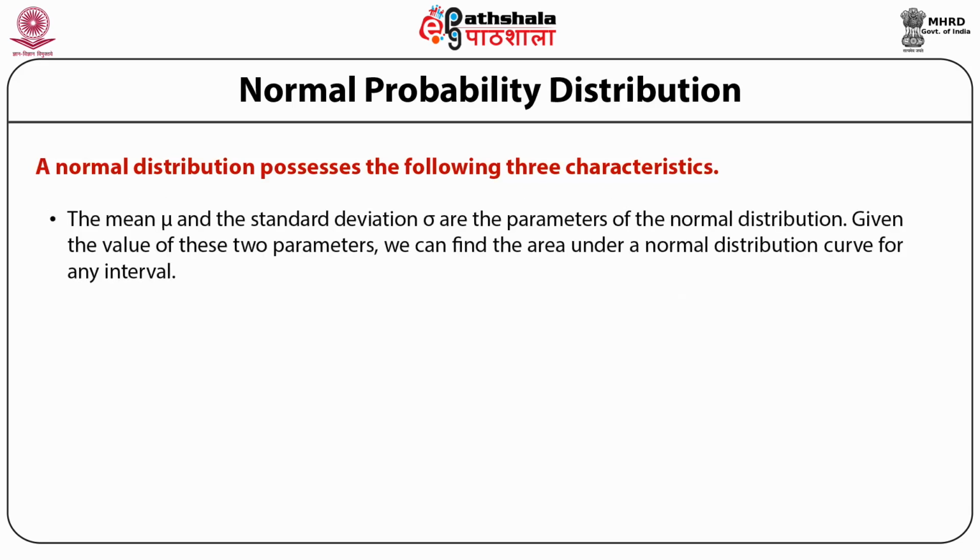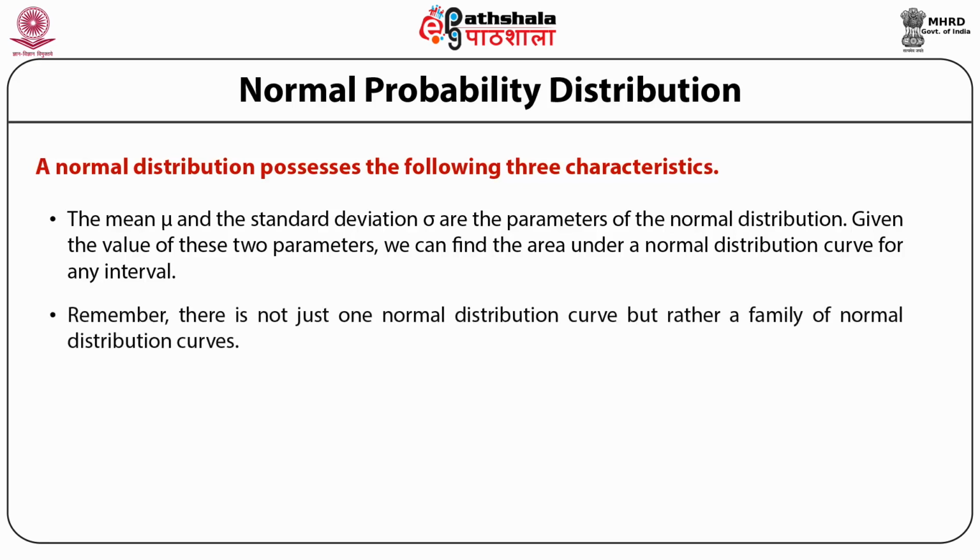The mean mu and the standard deviation sigma are the parameters of the normal distribution. Given the value of these two parameters, we can find the area under a normal distribution curve for any interval. Remember that there is not just one distribution curve, but rather a family of normal distribution curves. Each different set of values of mu and sigma gives a different normal distribution.